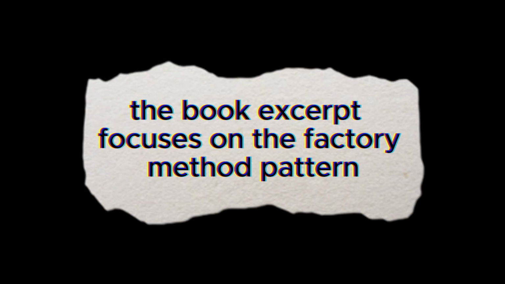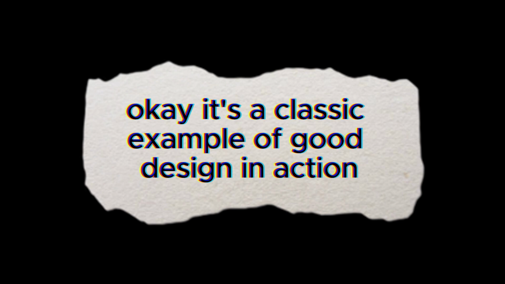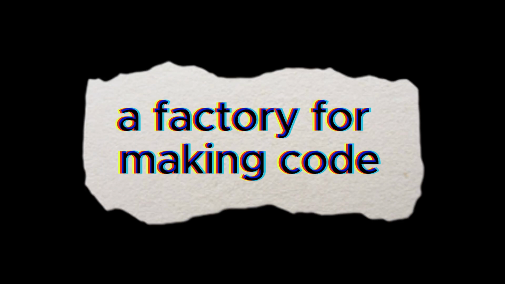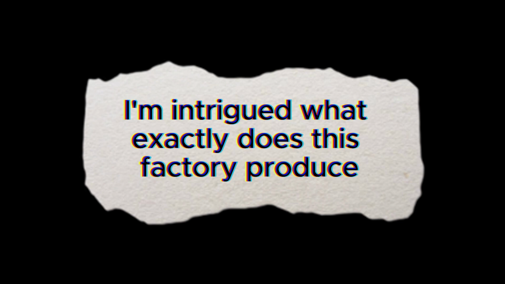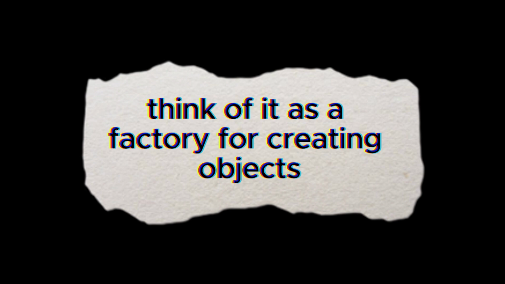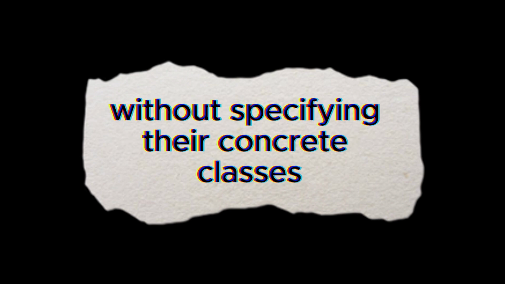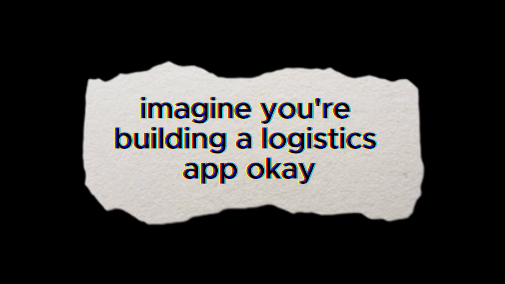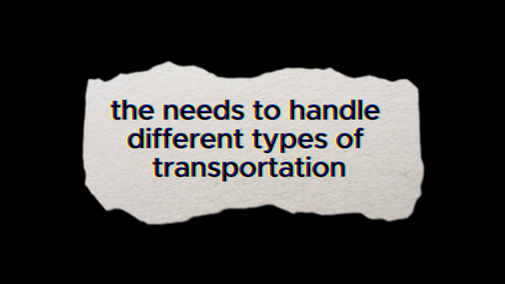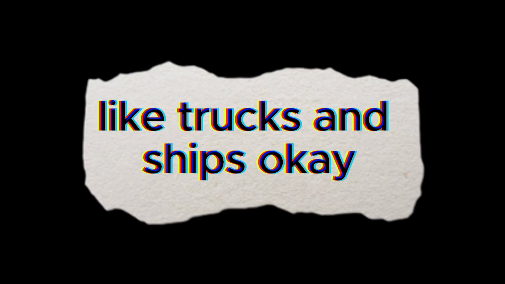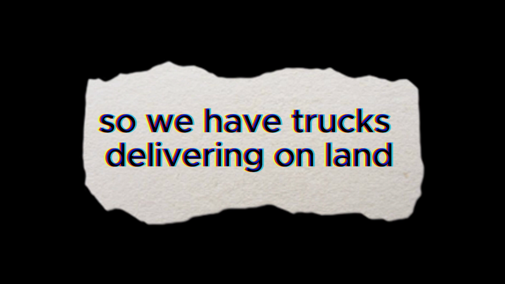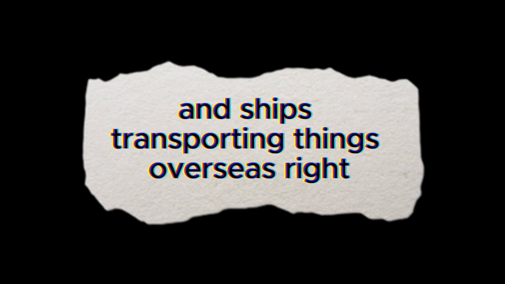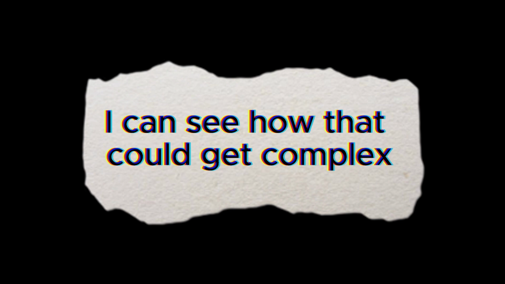Exactly. The book excerpt focuses on the factory method pattern. It's a classic example of good design in action. A factory for making code. I'm intrigued. What exactly does this factory produce? Think of it as a factory for creating objects without specifying their concrete classes. It's a bit abstract, so let's use a real-world example. Imagine you're building a logistics app that needs to handle different types of transportation, like trucks and ships. So we have trucks delivering on land and ships transporting things overseas. Right. I can see how that could get complex.